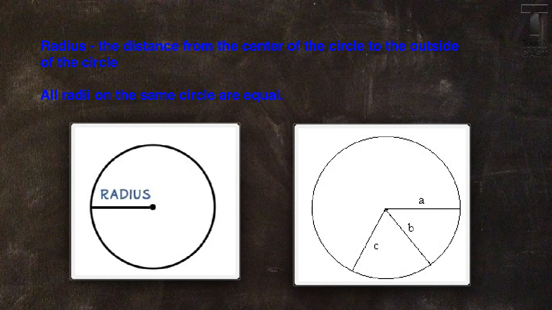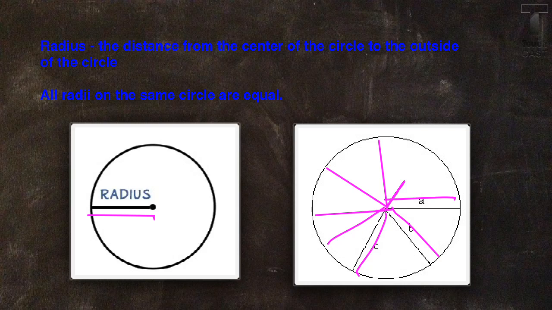First, let's talk about the radius of a circle. The radius is the distance from the center of the circle to the outside of the circle. Now, all of the radii that you see on one circle are actually the same distance. So no matter what radius you're looking at on one circle, it's going to measure the same as any other radius in that same circle. And by the way, the plural for radius, and plural means you have more than one, is radii.